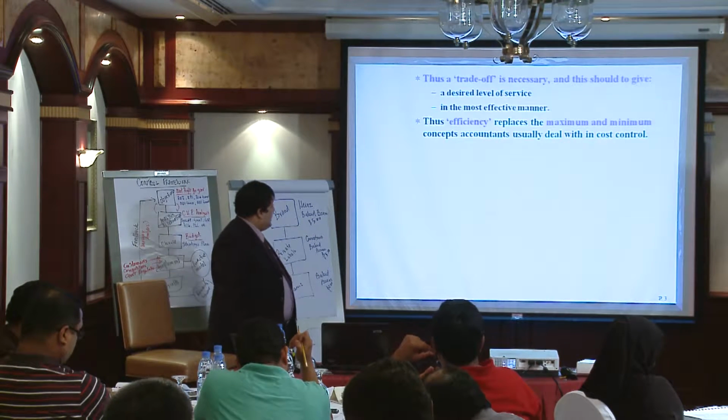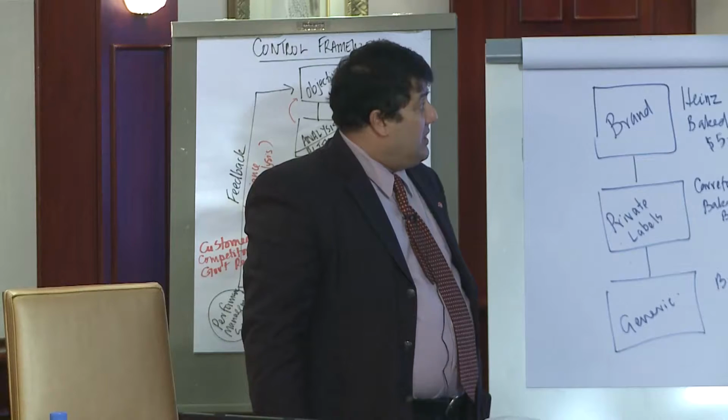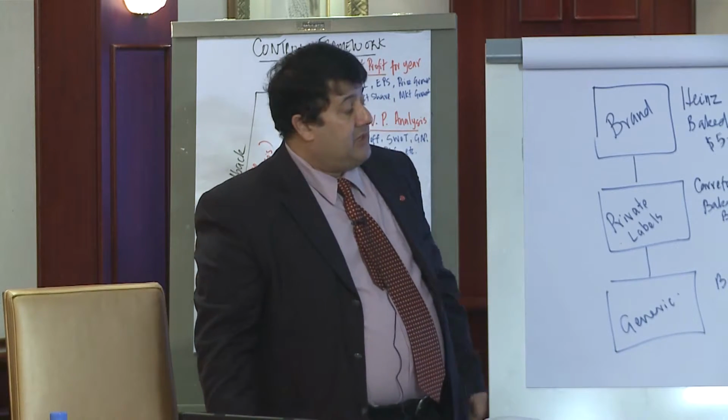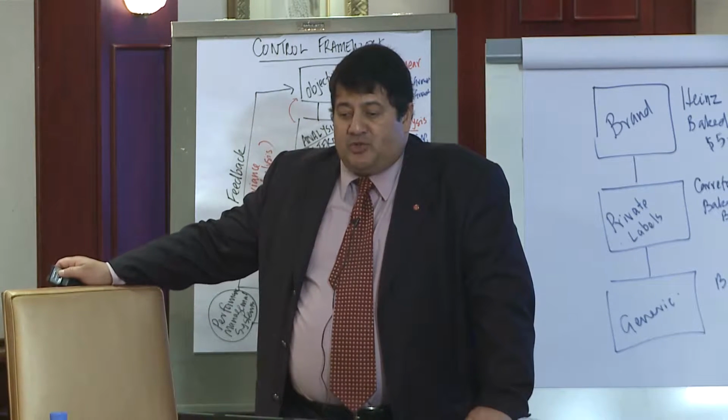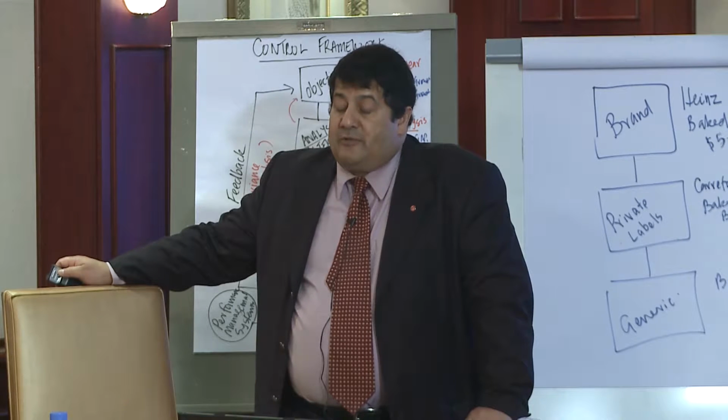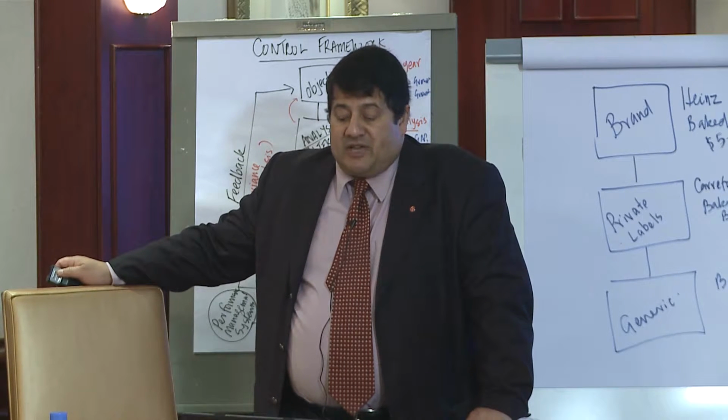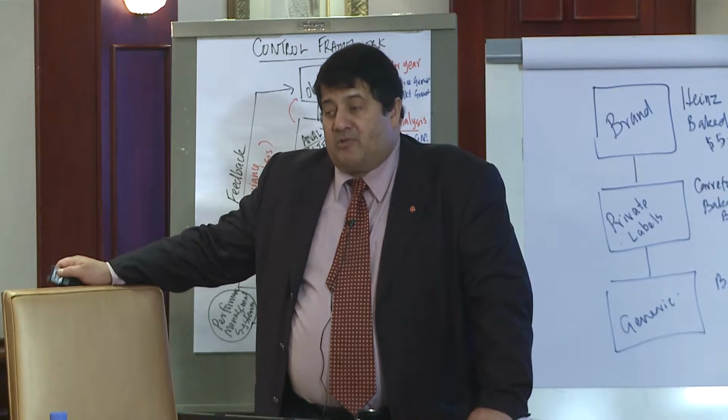So efficiency replaces the maximum and minimum concepts accountants usually deal with in cost control. For example, it may be more efficient to use fast, expensive transport, for example air freight, from a central spot than to maintain a number of local warehouses.